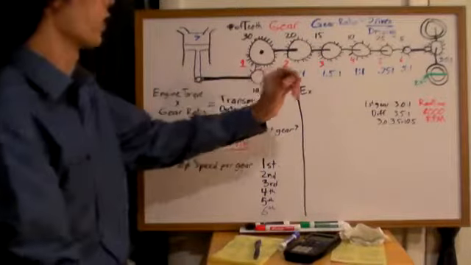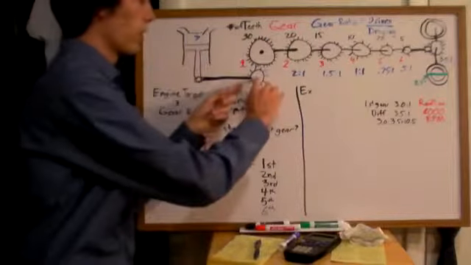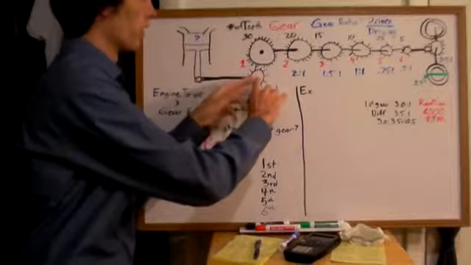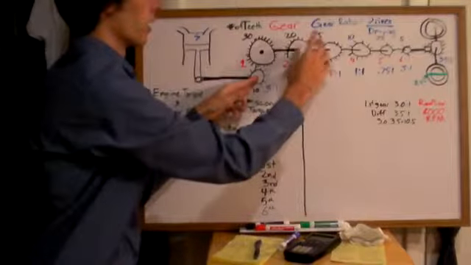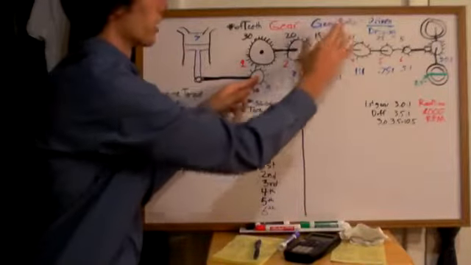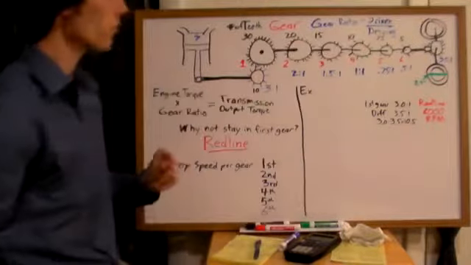The gear ratio is the driven gear over the driving gear. This right here is your driving gear. So it's got 10 teeth. This here is your driven gear. It's got 20 teeth. So 20 divided by 10, 2 to 1 is your gear ratio.